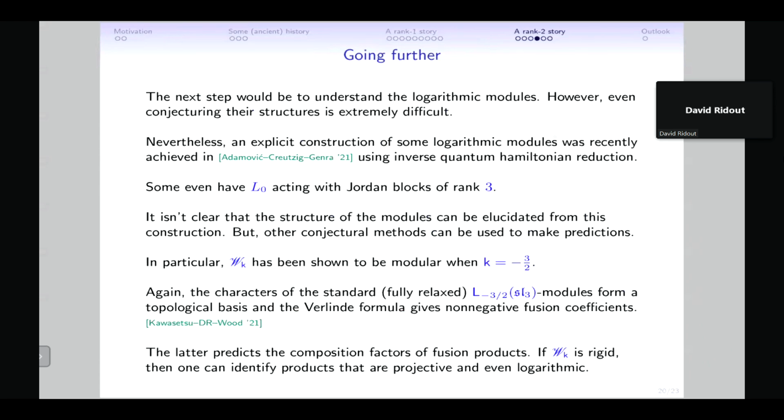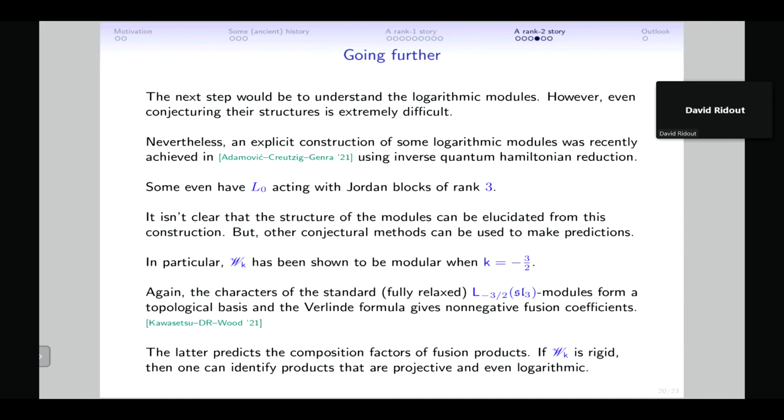And logarithmic modules were very recently constructed in a paper of Dražen, Thomas, and Naoki, and again using the inverse Hamiltonian reduction. And interestingly, they were able to construct modules in which the Jordan blocks for L0 had rank 3. All right, so for SL2, we only had rank 2, and for SL3, we now get rank 3. I don't believe that they were able to make any even conjectures for what the structures of these logarithmic modules would be, but we'll get to that shortly.